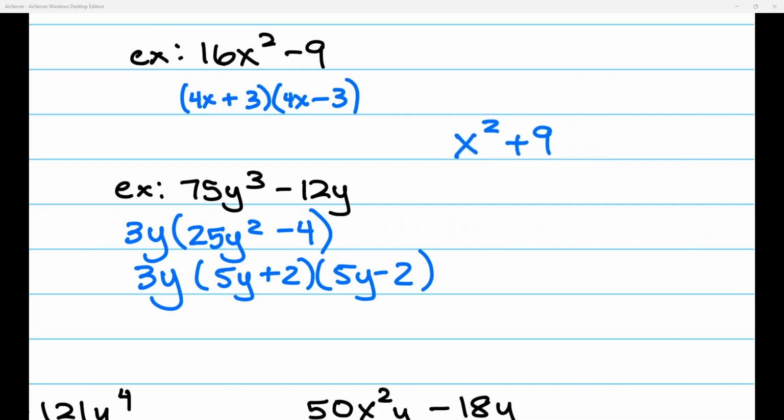The question was, Mr. Lechuga, what if instead of this, which is obviously a difference of squares, I had this? What do I do then? And the answer is, let's see. Is this a difference of squares? Well, this is a perfect square because it's x times x. This is a perfect square because it's 3 times 3. But this is not a difference.